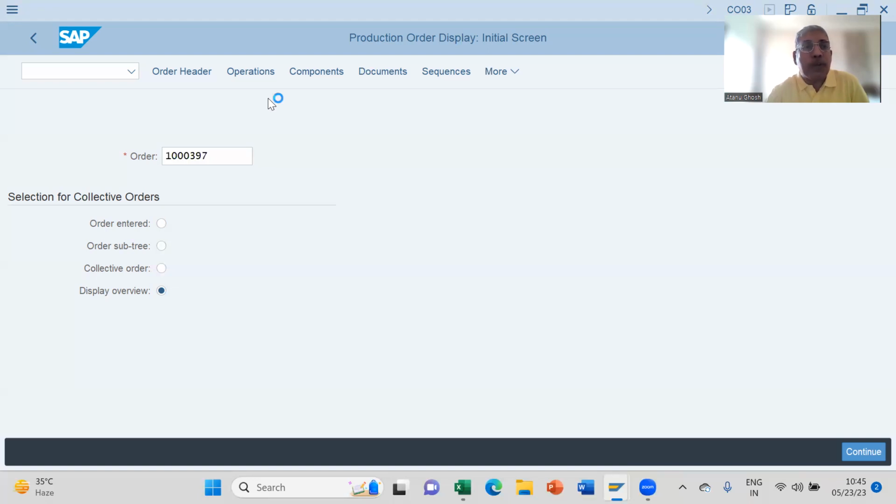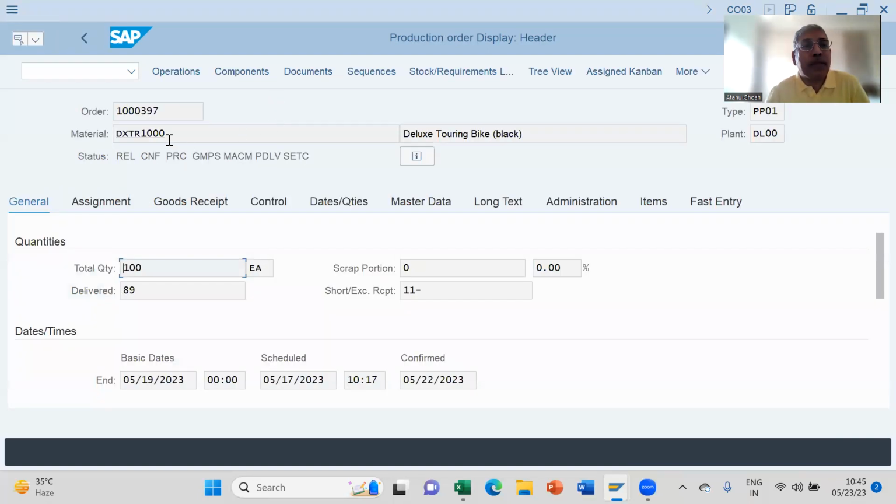So if we go to this production order, you can check that from the status of the production order also. So you can see here the total quantity of finished goods, which is DXTR 1000, that was planned to be produced against this production order was 100. However, out of this, only 89 have been finally produced. That means 11 have been lost as yield during the various stages of production process.